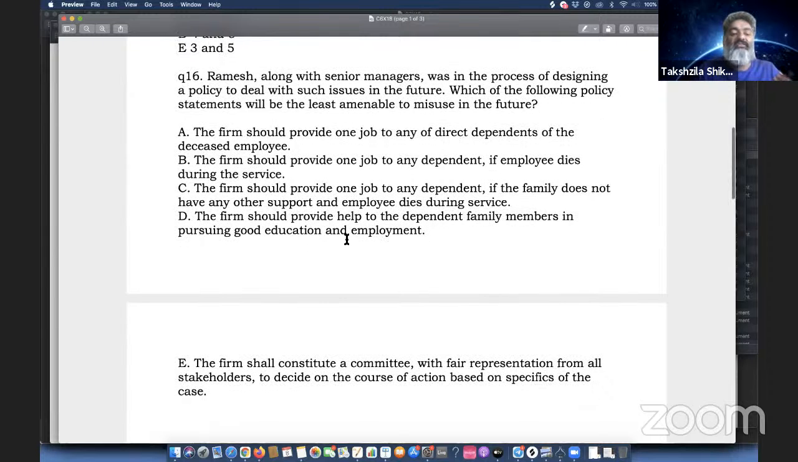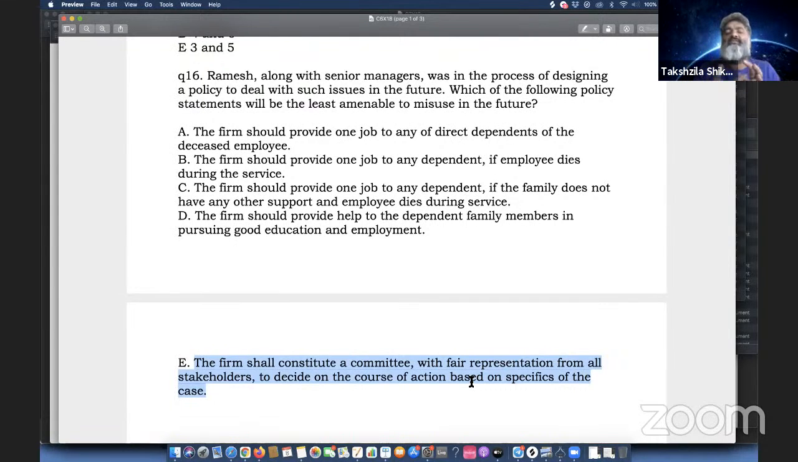So, this is the next question, right? E. Everybody has given E. Yeah, and it's a good choice because it basically says we will see what the situation is in the future. We'll constitute a committee with fair representation from all stakeholders, which is always a good idea to decide on the course of action based on the specifics of the case.